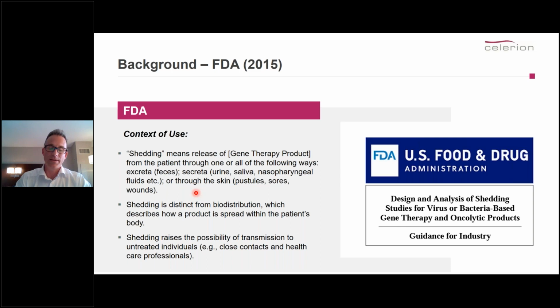Now, shedding, and this is why I feel so strongly about this topic, is distinctly different from biodistribution, which describes how the product is distributed within the patient's body or an animal's body, and thereby the context of use and the requirements that are asked for a method are distinctly different. The main purpose of shedding assessment is that it raises the possibility of transmission to untreated individuals, which are the close contacts of the patients, or also healthcare professionals who helped during the administration of the clinical trial.